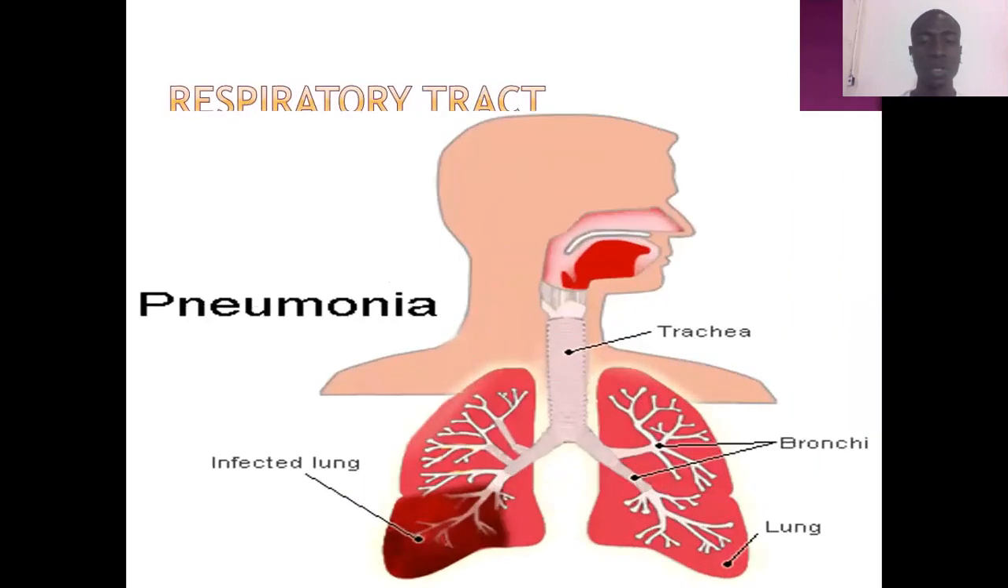This is the respiratory tract. So this is a sign when the client has pneumonia. It shows the inflammation of the lung tissue. So inflamed lung tissue is a sign when the client has pneumonia. This is the trachea, this is the bronchi, this is the lungs.